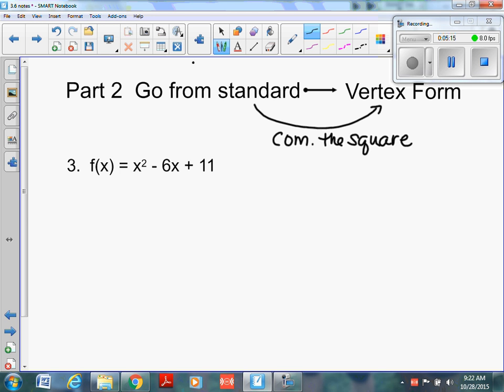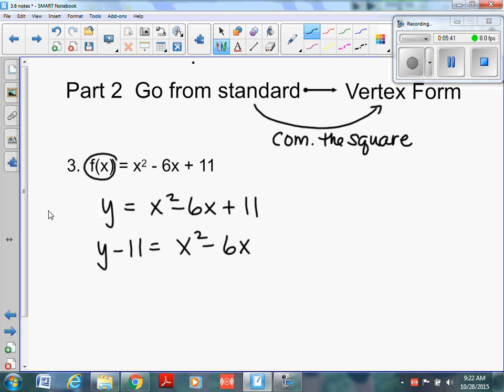So I'm just going to set f of x equal to what? Y, correct? Y equals x squared minus 6x plus 11. So first thing I'm going to do is get rid of the 11. I'm going to subtract that from both sides. I'm going to complete the square. So it's y minus 11 equals x squared minus 6x.